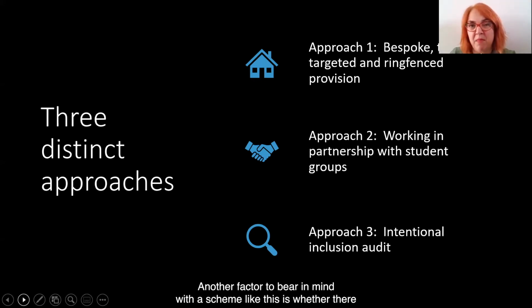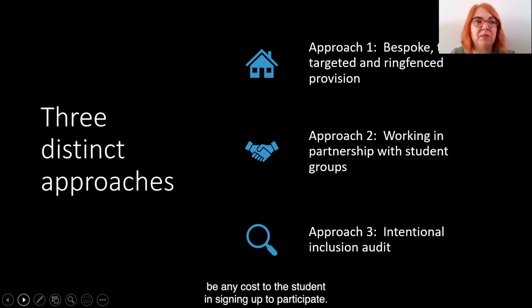Another factor to bear in mind with a scheme like this is whether there will be any cost to the student in signing up to participate. For example, if they're LGBT, are they comfortable being out to everyone around them? If they have an invisible disability, they'd be disclosing this by participating in a scheme for students with disabilities.